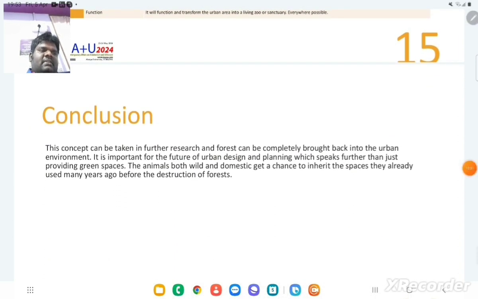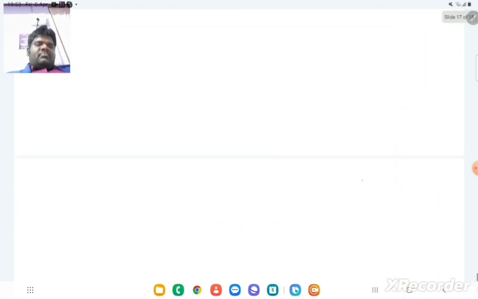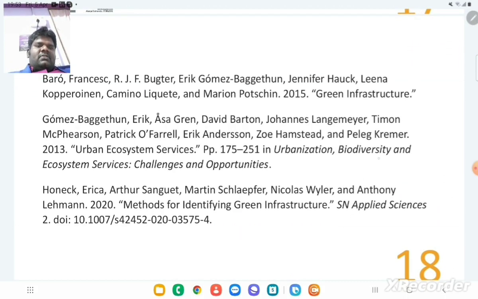So the concept conclusion is that we will get a forest brought back to the urban area.